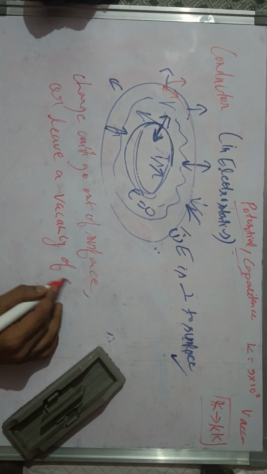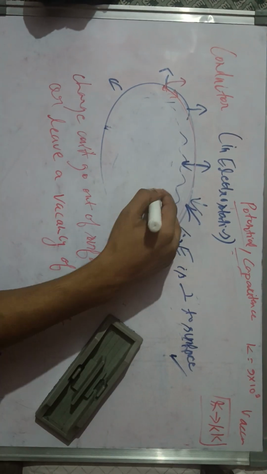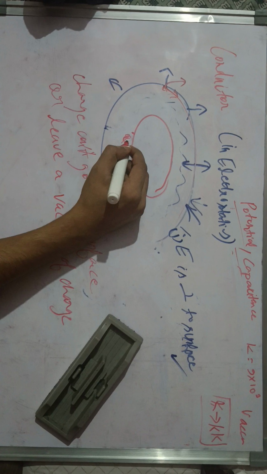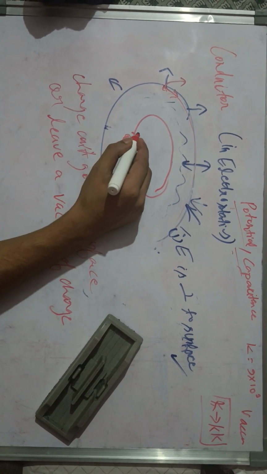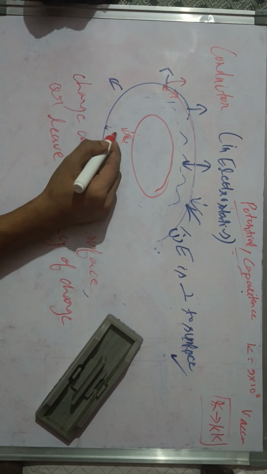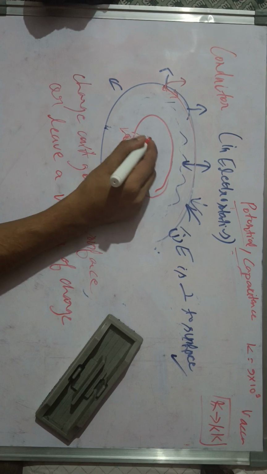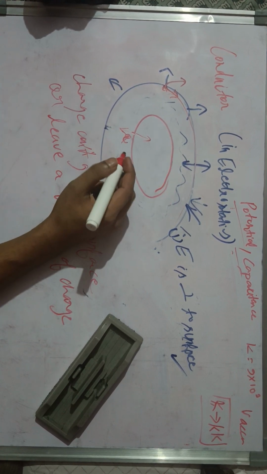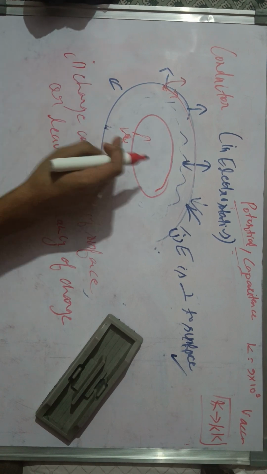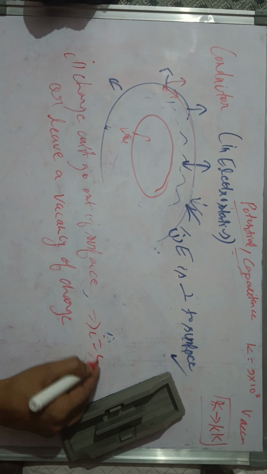Leave a vacancy of charge. What I mean is, let's say there is a cavity here and there is some charge q here. Let's say an electron is here. If the electric field is perpendicular, the electron will have a force perpendicular to the surface, so it will move either in this direction or in this direction. Since the electron cannot go out of the conductor, this will stop it from moving, so it will cause the current to be zero.